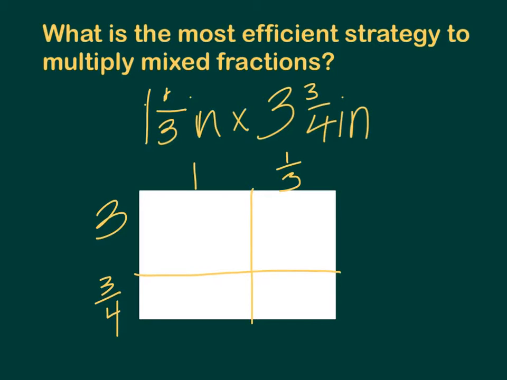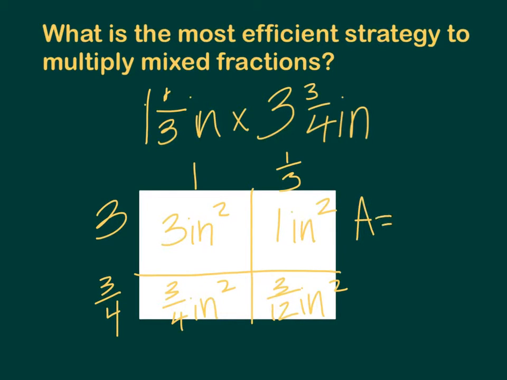I'm going to multiply 3 times 1 to find the area of this rectangle. 3 times 1 is 3 inches squared. 1/3 times 3 is 1 inch squared. 1/3 times 3/4 is 3/12 inch squared. And 1 times 3/4 is 3/4 inches squared. Now, if you add all of those up, you will get 3 plus 1 plus 3/4 and 3/12.